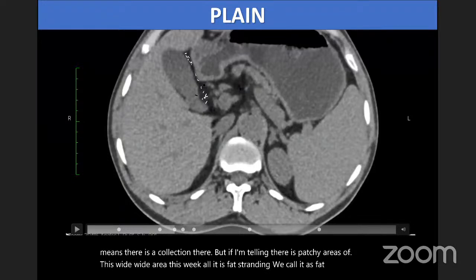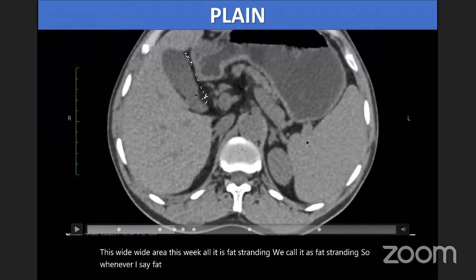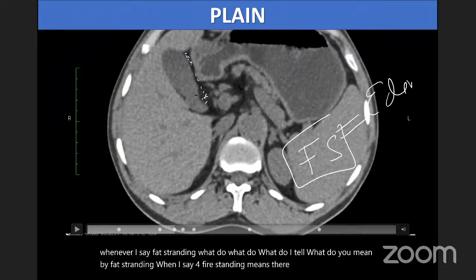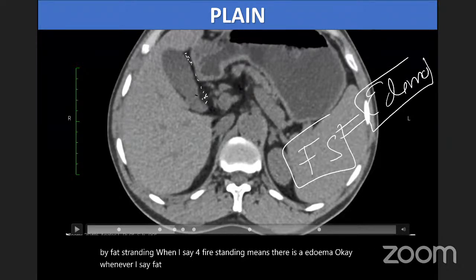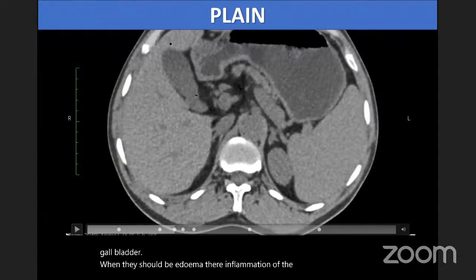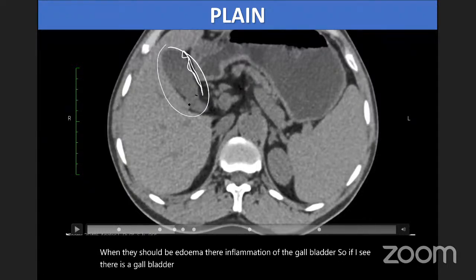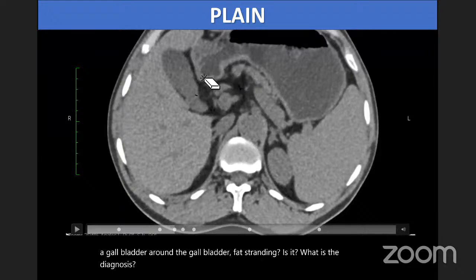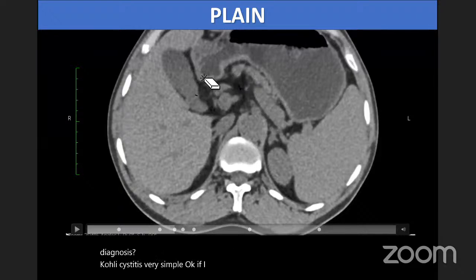Whenever I say fat stranding, what do I tell? What do you mean by fat stranding? When I say fat stranding, it means there is edema. Why should there be edema around the gallbladder? Inflammation of the gallbladder. So if I see a gallbladder and around the gallbladder there is fat stranding, what is the diagnosis? Cholecystitis. Very simple.